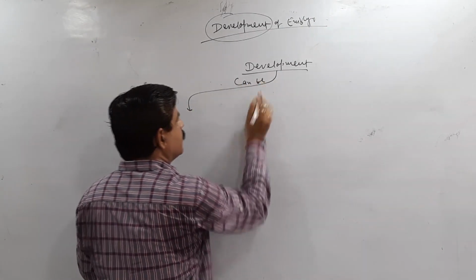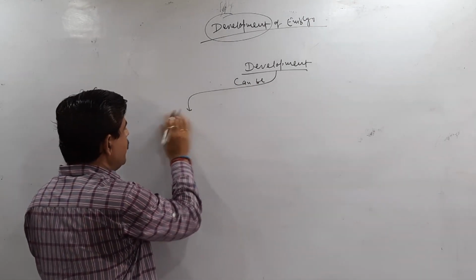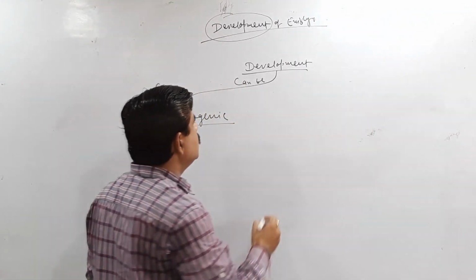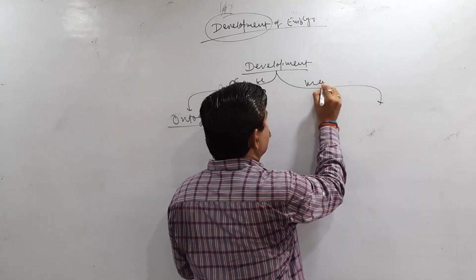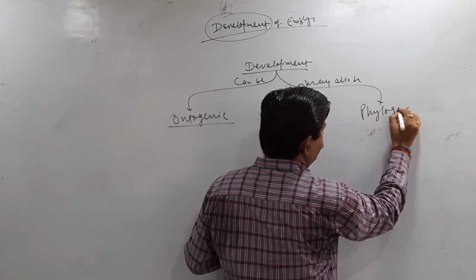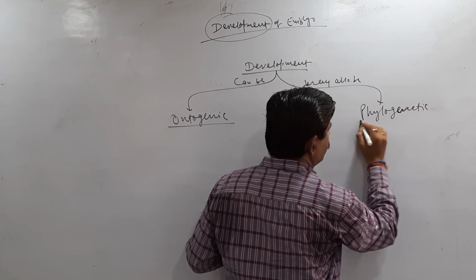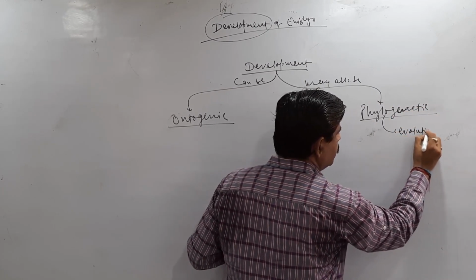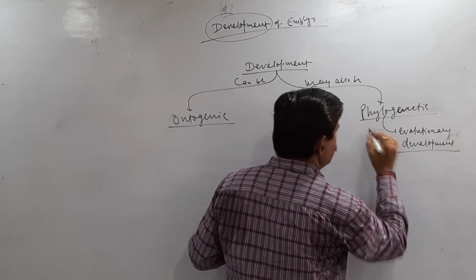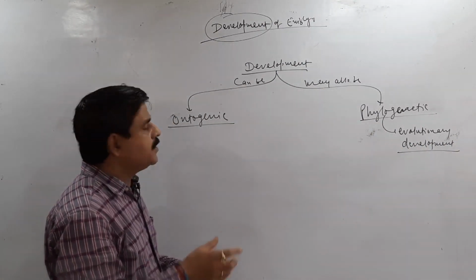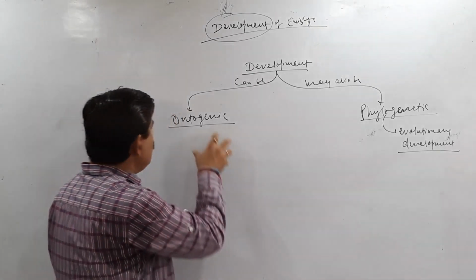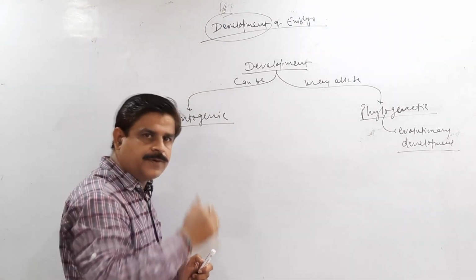can be embryonic development, that is ontogenic development, may also be phylogenetic, that is evolutionary development. That means the word development is a wide spectrum word. Here our topic is the ontogenic development, that is the development of the embryo.